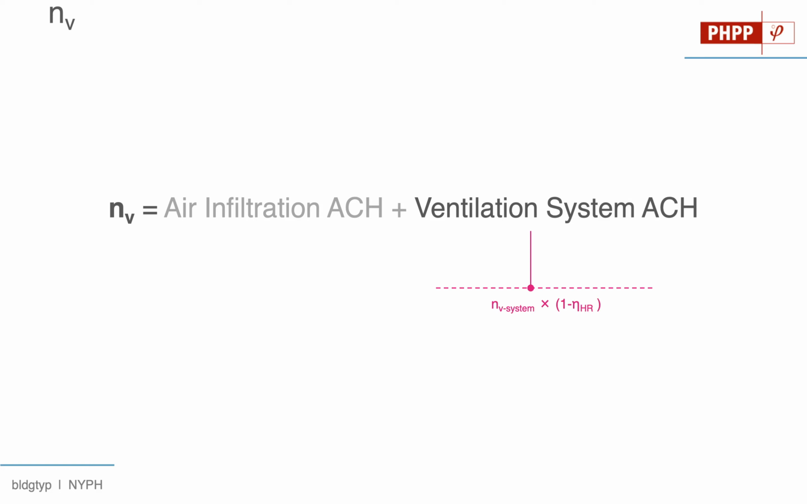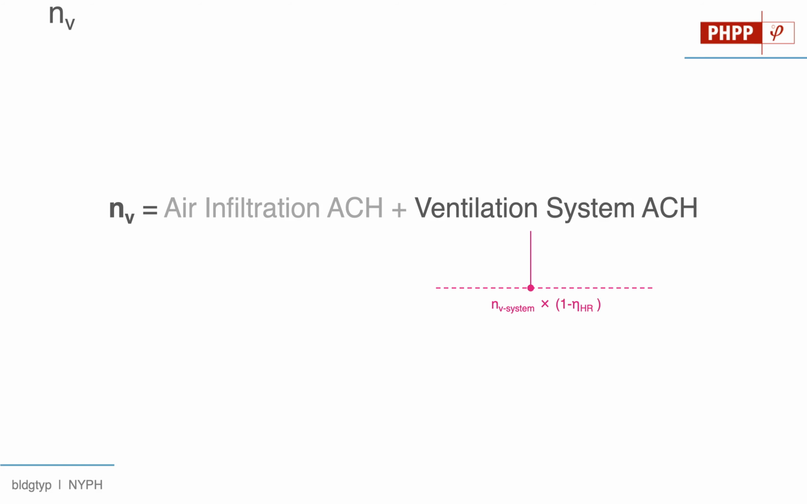So how are we going to calculate that? Well, what we're first going to do is figure out the NV of the system. Remember, N in all of these notations refers to an air change rate. So the first thing we have to do is figure out the average air change rate of your ventilation system.